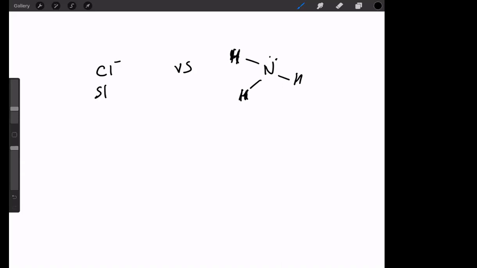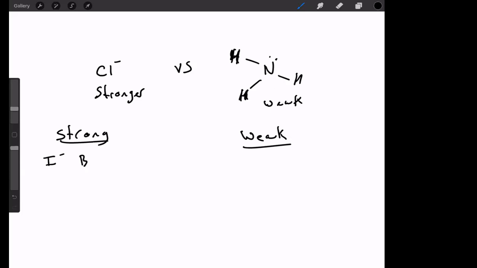Yeah, chloride is stronger. This one's weaker. And so here are some strong nucleophiles, and of course these are in the slides, so you can go take a look at that on Blackboard. Here are some examples of strong nucleophiles: I-, Br-, Cl-.